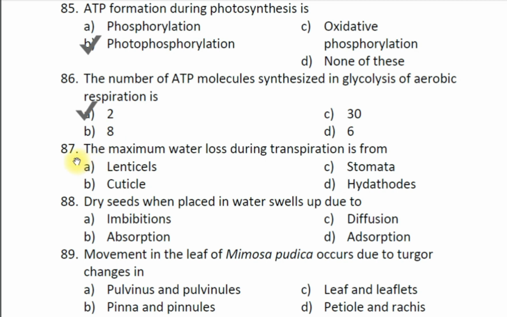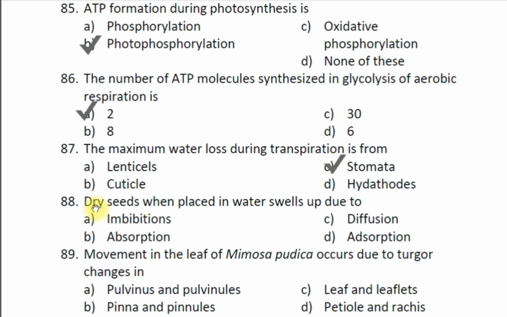Question number 87. The maximum water loss during transpiration is from, so this is another easy question. The options are A. lenticels, B. cuticle, C. stomata, D. hydathodes. The correct option is option C.